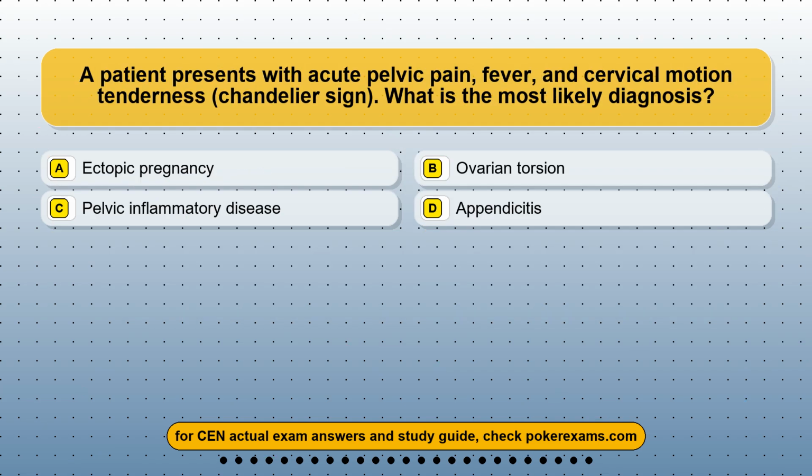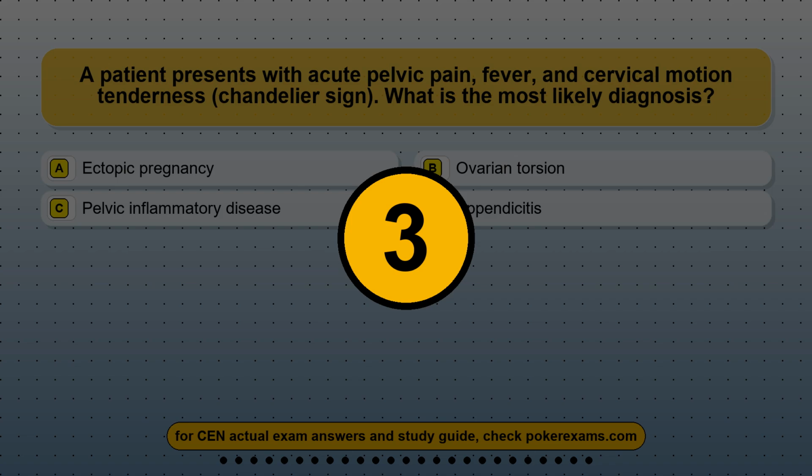Question 6. A patient presents with acute pelvic pain, fever, and cervical motion tenderness, chandelier sign. What is the most likely diagnosis? Option A. Ectopic pregnancy. Option B. Ovarian torsion. Option C. Pelvic inflammatory disease. Option D. Appendicitis.